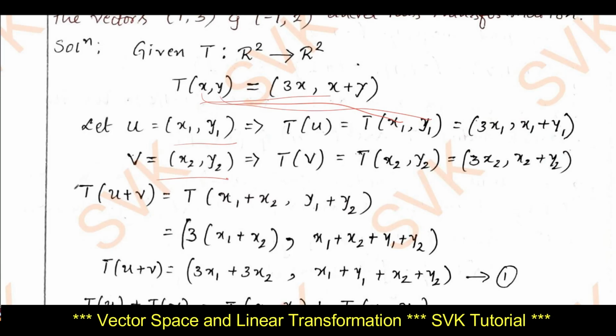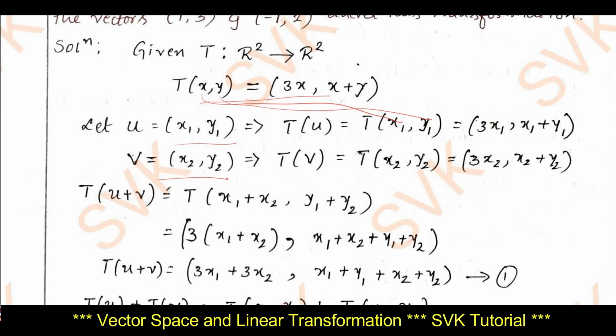So I will be finding the transformation of u plus v. What I am going to prove is that T of u plus v will be equal to T of u plus T of v. If these two are equal, we can say that vector addition is satisfied. So first I am going to prove that vector addition is satisfied. Then, for the transformation to be linear, scalar multiplication should also be satisfied.